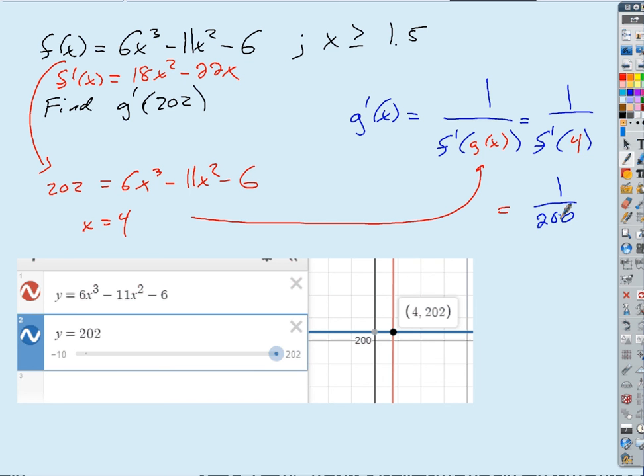Okay. Oh, that's right. Yeah, 288 minus 88, that's right. Works. Okay. Get the idea? Okay.